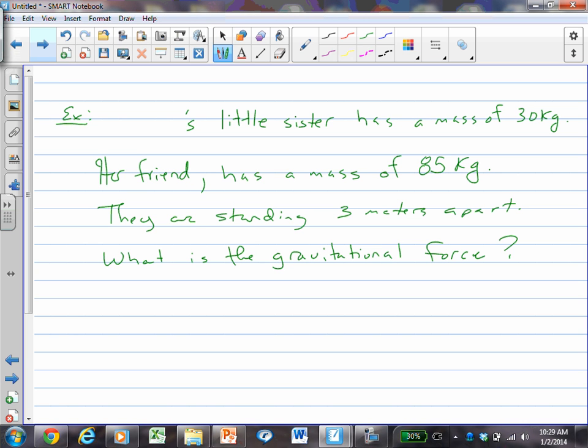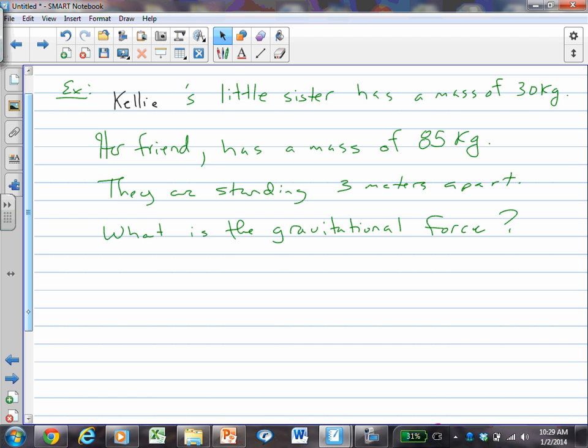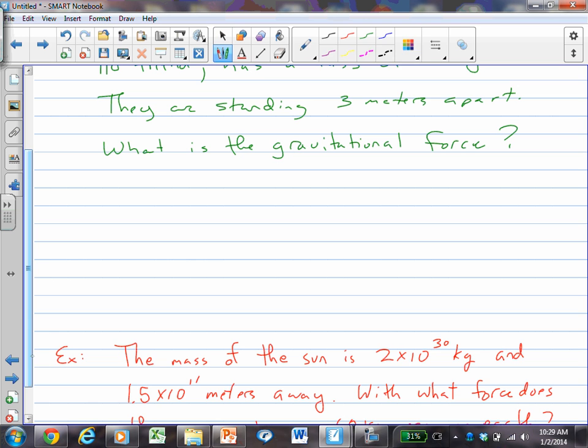Okay. Let's take Kelly's little sister. Now Kelly's little sister has a mass of 30 kilograms, and her friend has a mass of 85 kilograms. They're standing 3 meters apart. What is their gravitational force? Well, this is a simple plug-it-in problem.